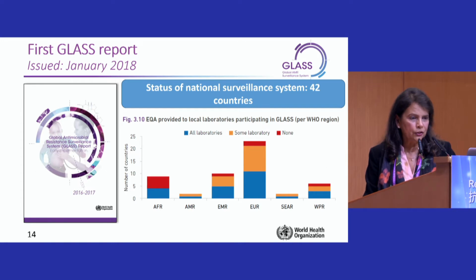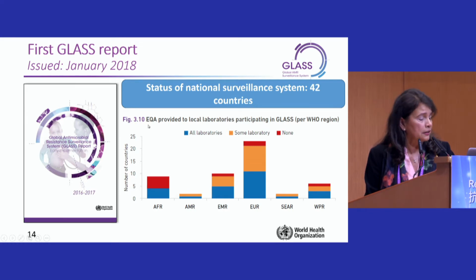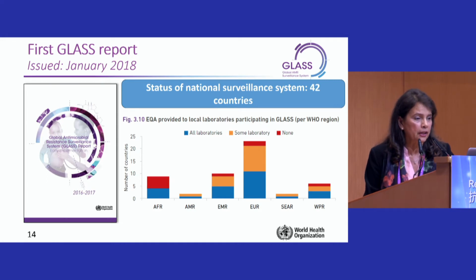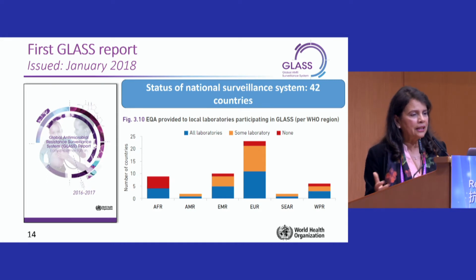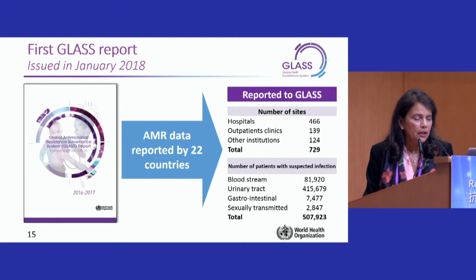The second indicator is related to the existence of external quality assurance in laboratories. And again, you can see that it can vary a lot. In the African region, quite a big number of the participating laboratories do not yet have an EQA program. So that can speak to the reliability of what is tested in these labs.